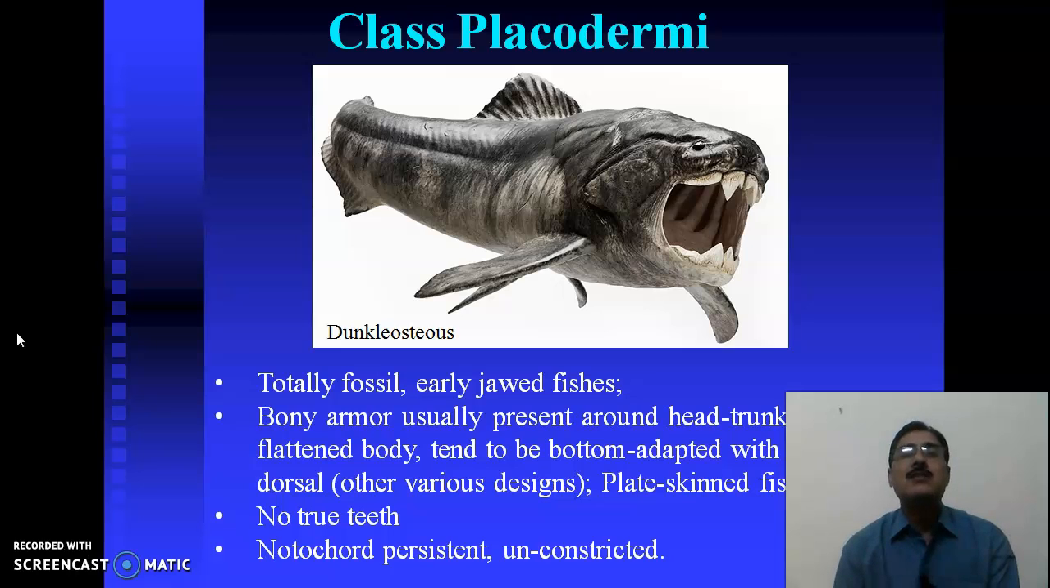Now the next class, that is the Placodermi. It includes totally fossil early jawed fishes with bony armor usually present around the head and trunk. Generally a flattened body, tend to be bottom adapted with eyes rather dorsal or other various design. They are commonly known as plate skin fishes. There are no true teeth and notochord is persistent and unconstricted in the case of Placodermi. Here the example is given of Dunkleosteus, which has a very large body.